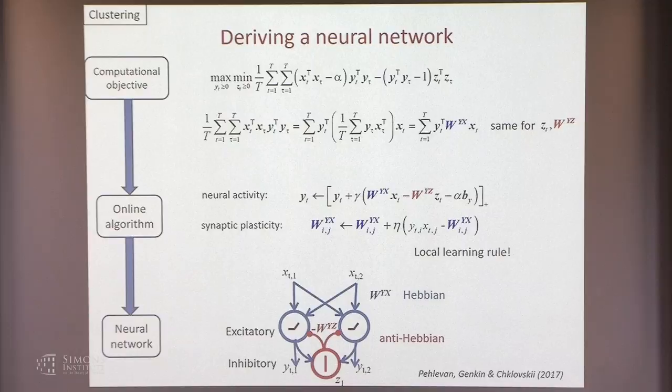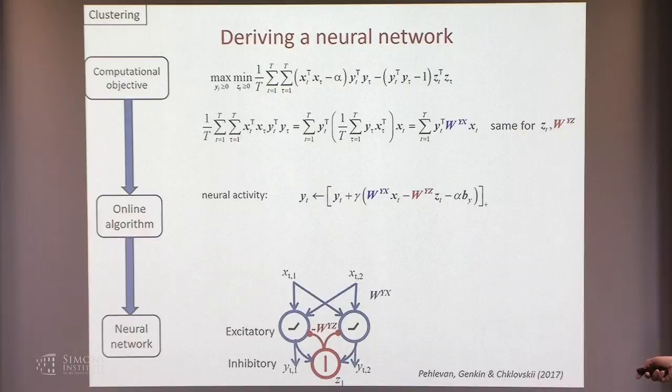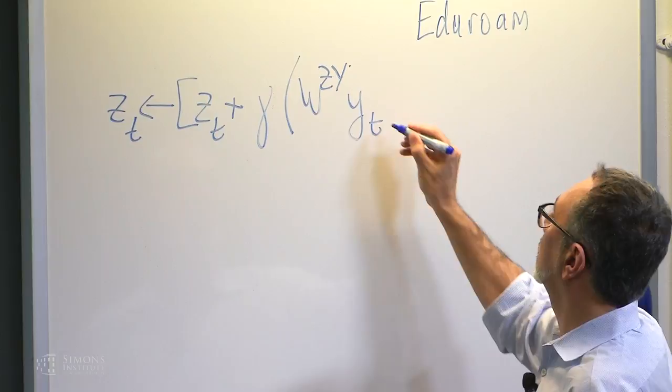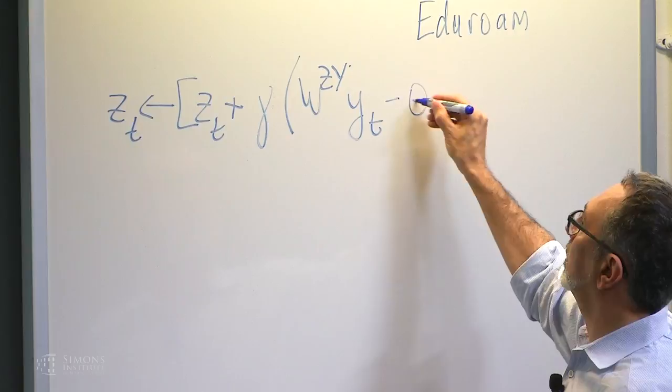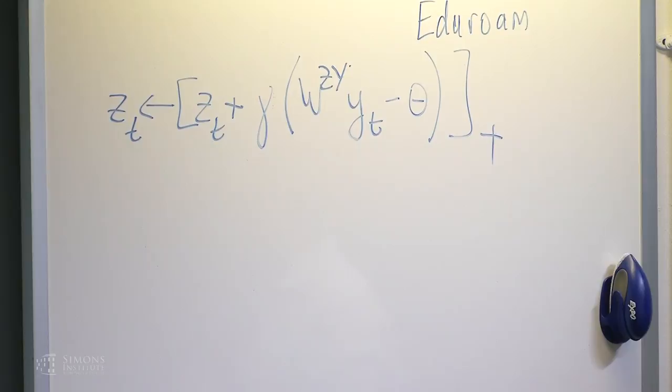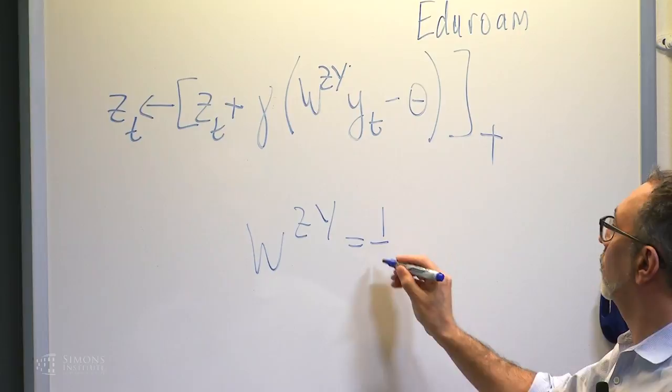Okay, so what is Z here? Z is the activity of this interneuron. But how do you compute it? Sorry, I didn't write it down, but what you do is take a derivative with respect to Z, and you would get something like Z_T plus gamma W_YZ Y_T minus theta. There is a threshold which comes from this term. And W_ZY is the same kind of correlation that we had for YX.